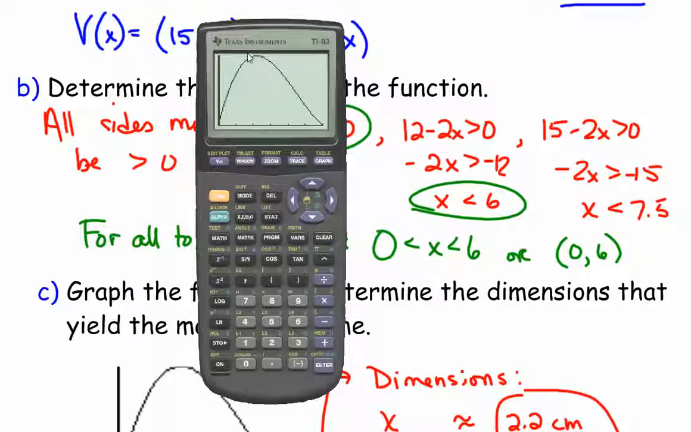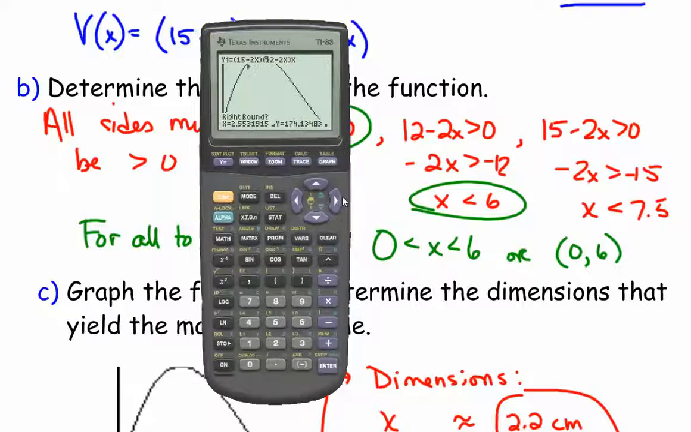All right, but our job is to find the maximum. So we use the calculate menu, second trace, and we're going to calculate the maximum, number 4. And remember, left means to the left of whatever it is you happen to be looking for. In this case, a high spot, enter, and then right to the right of that peak. Okay, good enough. And then I'm going to guess. And when I guess, I get this as my answer here: 2.2 for the x, and y is about 177.